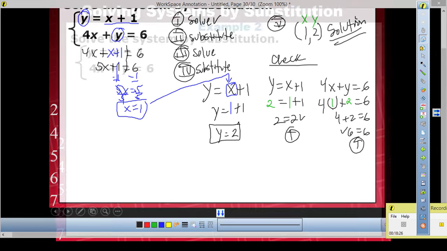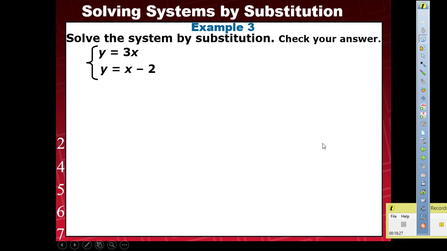Example 3. Example 3 says, solve the system by substitution. Check your answer. Once again, you don't have to write the instructions. Write the system: y equals 3x and y equals x minus 2. Copy that and solve. See if you can do this one by yourself. I'll give you some time to go, and then I'll go over the steps. Copy and go.